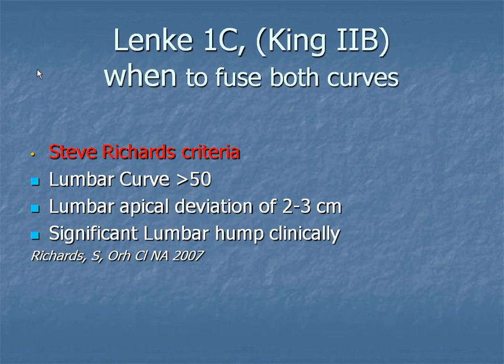Many people have looked at that issue: what to do with 1C? Steve Richards, the coming president of SRS, had a good paper about this, and he proposed that if the lumbar curve is more than 50 degrees, if the apical vertebra displaces 2 to 3 centimeters, if there is a significant hump, and again it is 1C, then he fused the lumbar curve.